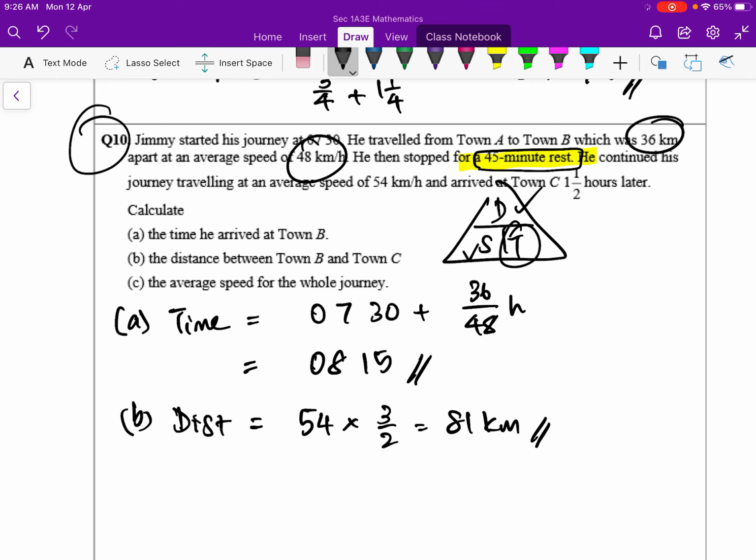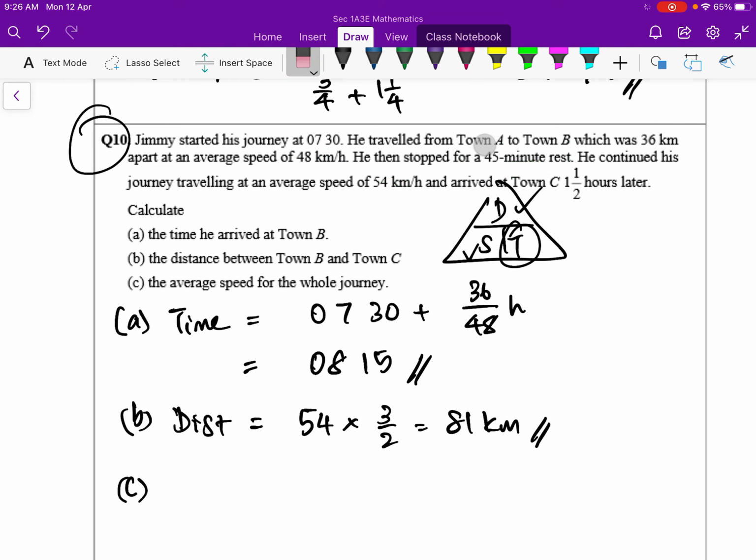And now find the average speed. Very sneaky, the way that this question is phrased. You are given the first speed, you are given the second speed. So that is a trap for you also, to see whether you take the average speed as just adding up these two and dividing by 2. Then that will be wrong already. The other error will be total distance divided by total time, but your total time doesn't include 45 minutes, so that will also be wrong.